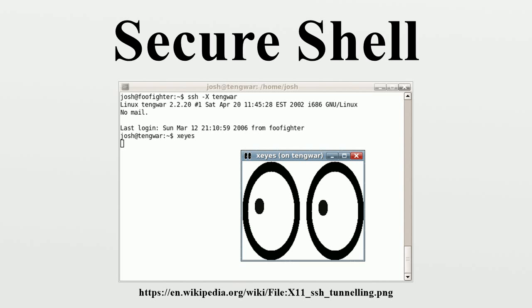RFC 4253 specified that an SSH server which supports both 2.0 and prior versions of SSH should identify its protocol version as 1.99. This is not an actual version but a method to identify backward compatibility.